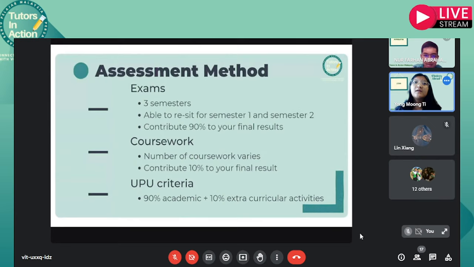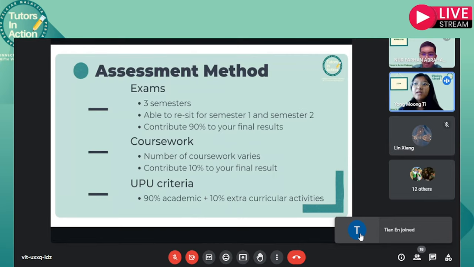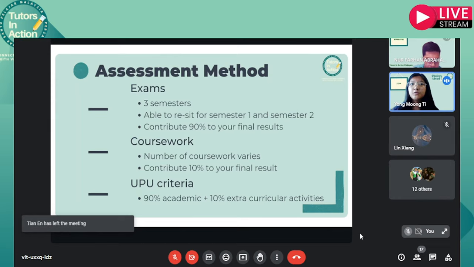And as you might or might not know, STPM is a rather academic-based pre-U course. So 90% of your final results is from your exams, and the rest, 10%, comes from your coursework. The number of coursework varies depending on the subject. Some require one coursework per semester, while others might need you to do one for the entire duration of your studies. It also includes lab work if you are taking science subjects, like what you would do in SPM.